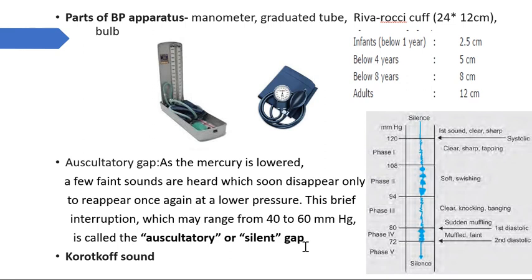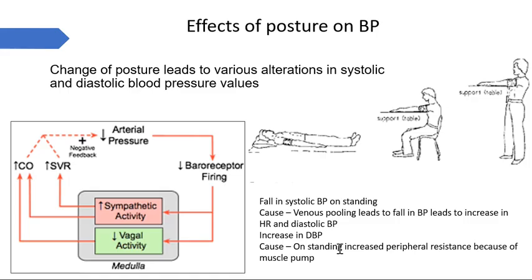You can be asked what the Korotkoff sounds are. There are five Korotkoff sounds as we release the pressure. First we have silence. Then there is a sharp tapping sound. Then a swishing sound, a very soft sound. Then a knocking or banging sound. Then a faint sound, and then again silence. These five are the Korotkoff sounds. You can be asked in viva.